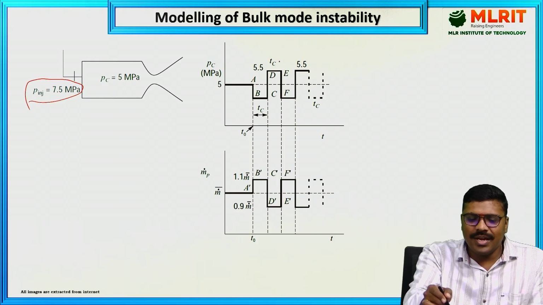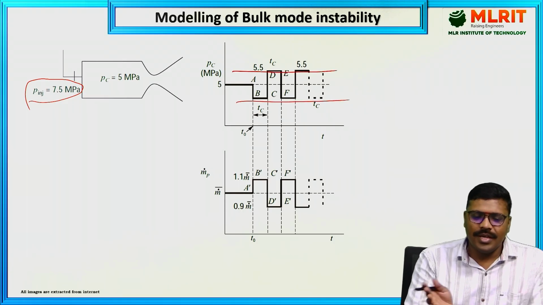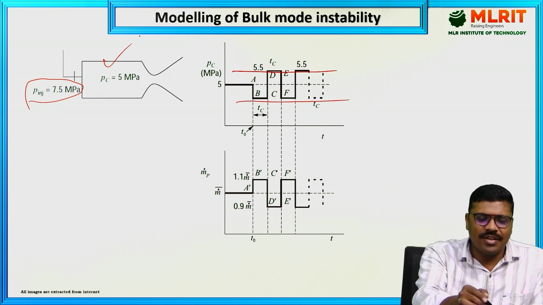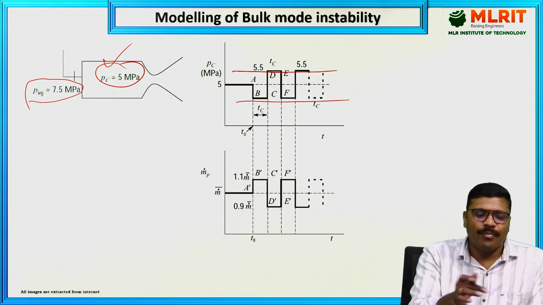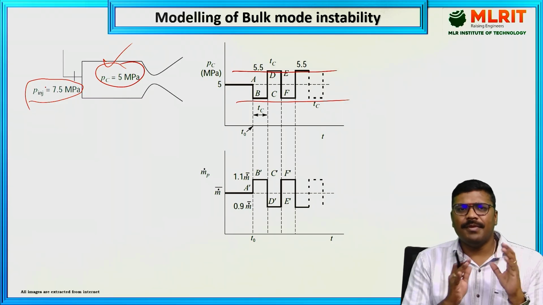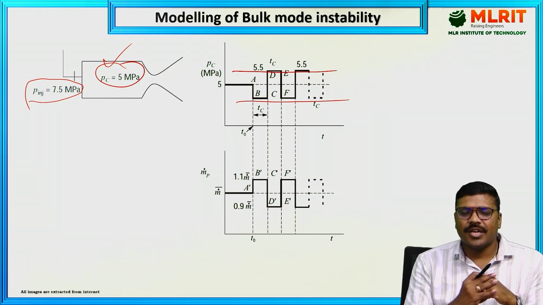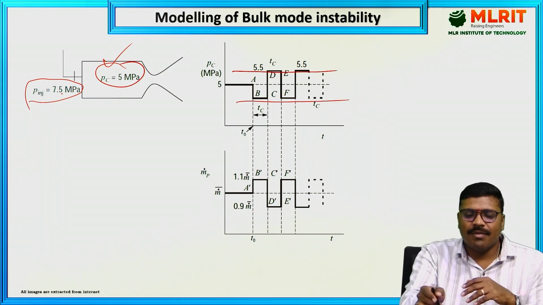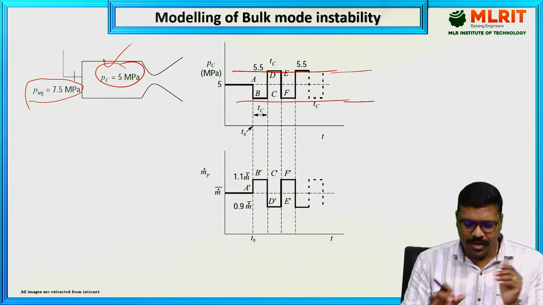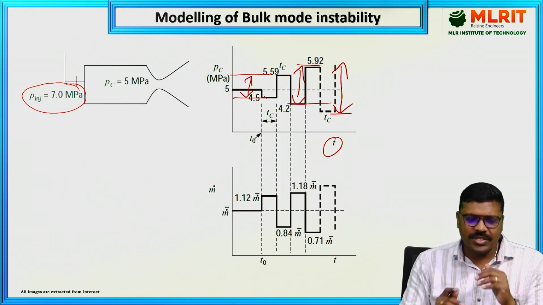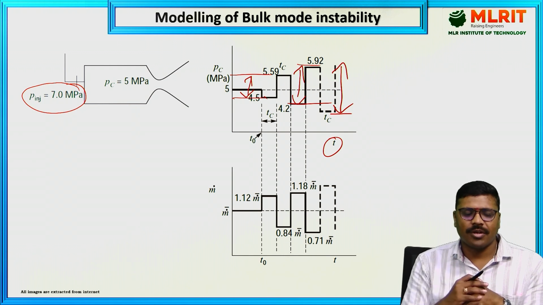In the previous one, when the pressure is maintained at 7.5 megapascal, the pressure is decreasing and increasing, but the oscillation range is constant. Here, everything in the combustion design is the same. The chamber pressure we maintain is also the same, 5 megapascal in both cases, but the difference is the injection pressure. So injection pressure plays a very important role in combustion instability. If you maintain 7.5, the combustion instability continues, but the oscillations are neither increasing nor reducing. When you go to 7 megapascal, the pressure fluctuations increase with respect to time.